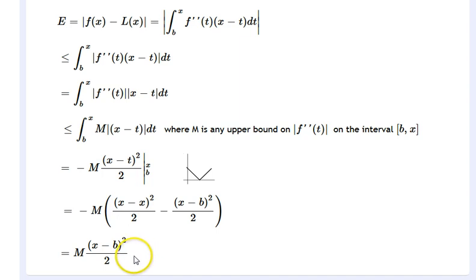So the error in estimating a function by a linear function, by the tangent line, is given by an upper bound on the second derivative times (x minus b) squared over 2. There you go. There it is.